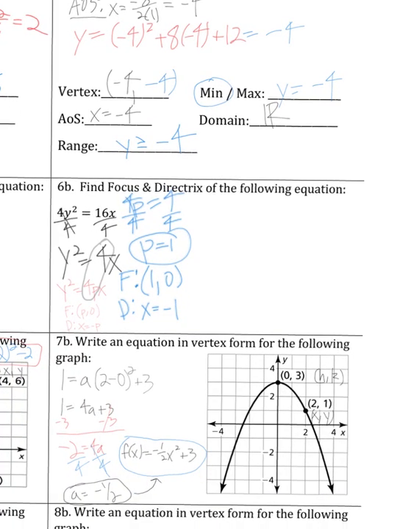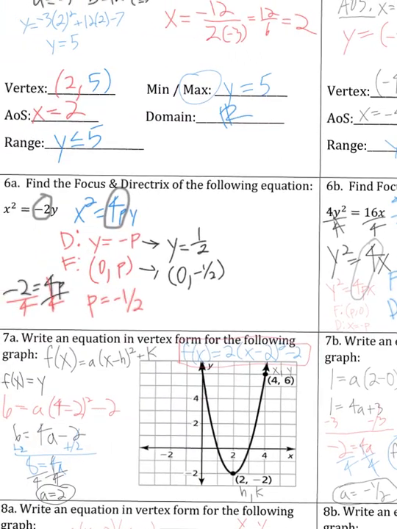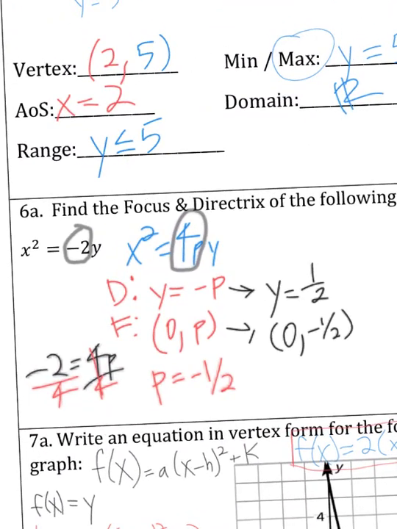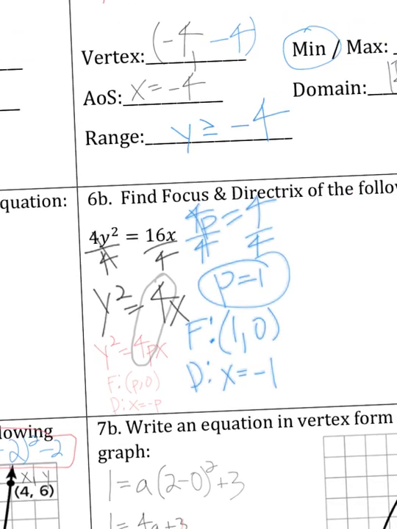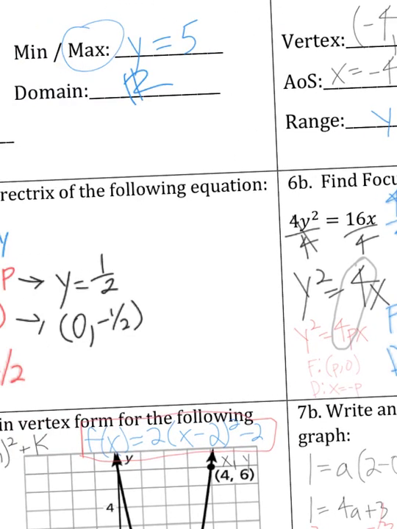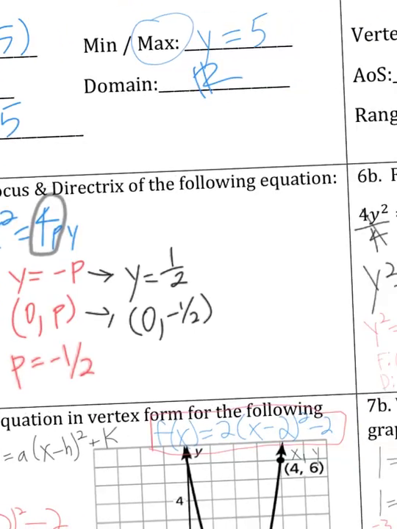Number 6. Find the focus and directrix for the following equation. Okay, so comparing it to this, see how the formula is x squared equals 4py, and the directrix is y equals negative p, the focus was (0, p). Everything flips because it's different letters. It's y squared equals something x. This one was x squared equals something y.